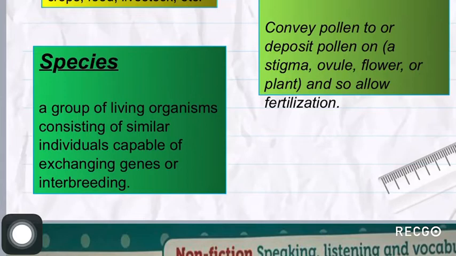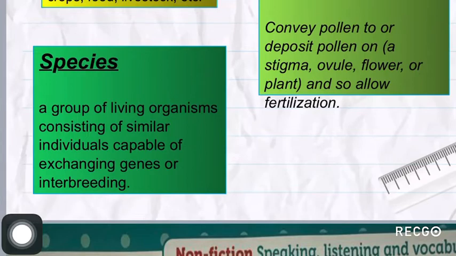Species is a word. It talks about a group of living organisms consisting of similar individuals capable of exchanging genes and interbreeding. It is a very easy topic to understand. It is also part of our 9th class biology. You can see the species heading and you will find the definition over there. There is also a very easy definition written in your book. It will come in the exercise portion.